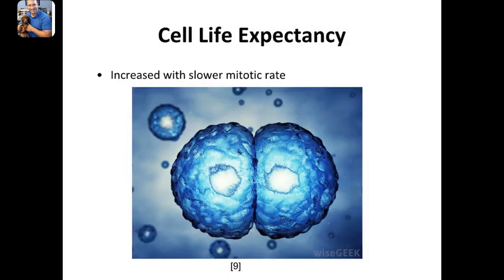It's important that we know that cell life expectancy is increased with a slower mitotic rate. So with different life forms, like a common house fly, its mitotic rate will be far faster than a human's. That's going to accelerate its aging, shorten its life, and ultimately lead to its demise. We all have different life spans.